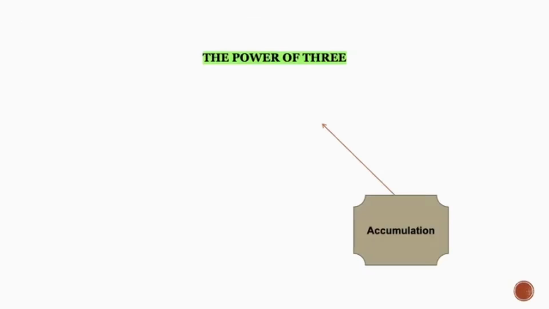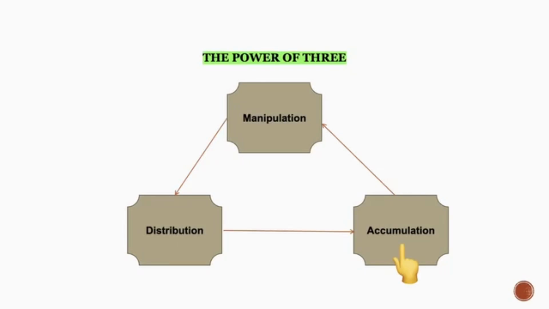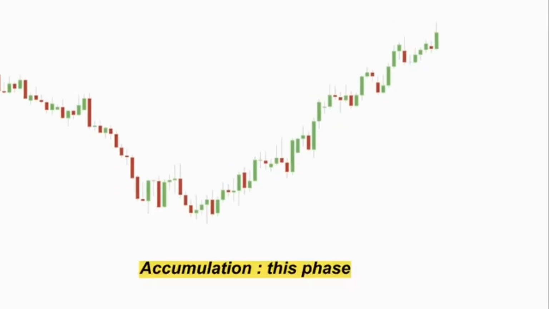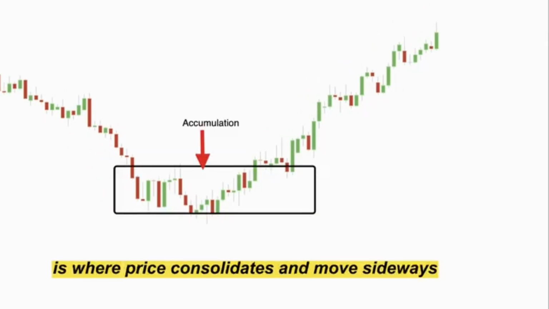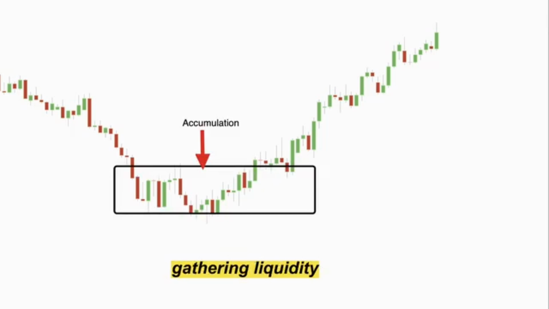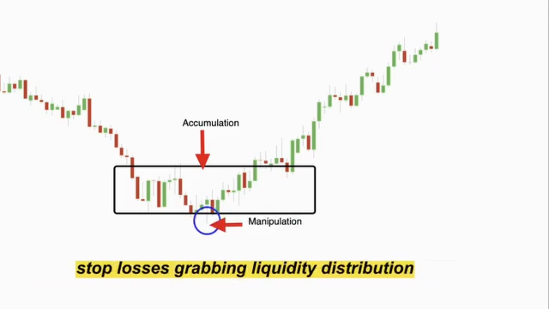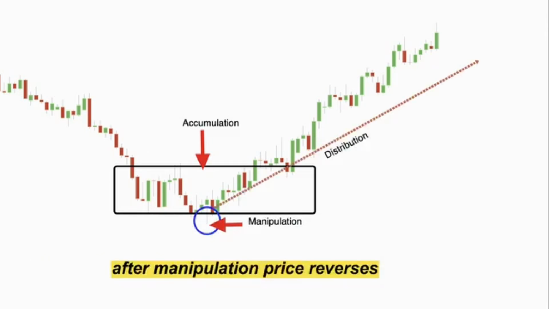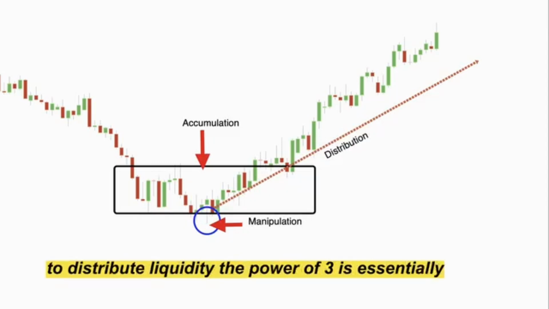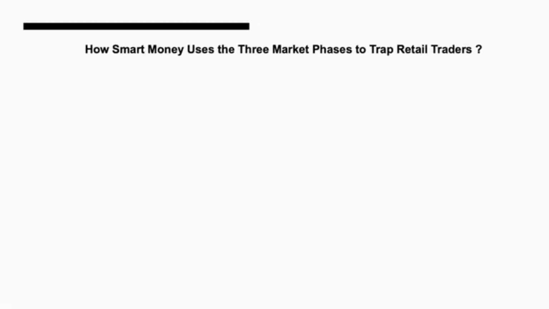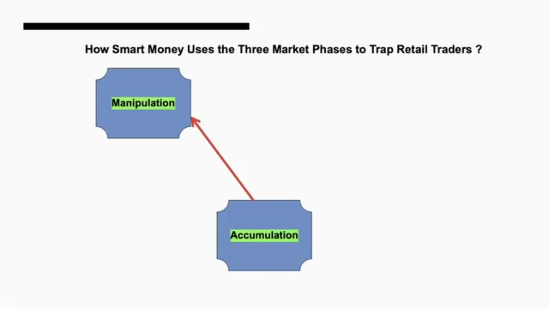In markets, price moves through three main phases: accumulation, manipulation, and distribution, or what we call the power of three. These phases represent the cycle the market constantly moves through. Accumulation: this phase is where price consolidates and moves sideways, gathering liquidity. Manipulation: here, the market pushes price beyond key levels to trigger stop losses, grabbing liquidity. Distribution: after manipulation, price reverses and moves in the opposite direction to distribute liquidity. How smart money uses the three market phases to trap retail traders.